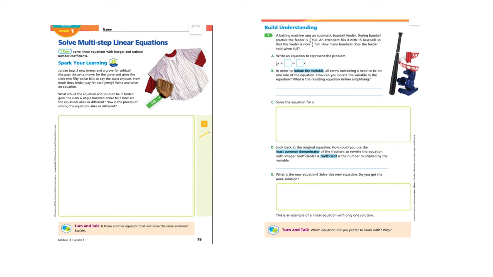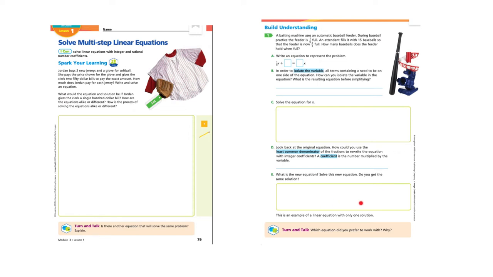Then D, look back at the original equation up here. How could you use least common denominator of fractions to rewrite the equation with an integer coefficient? So that's an interesting question. And remember that the coefficient is the number multiplied by the variable. So if I have 3x, for example, 3 is my coefficient. Here they have 1/6 x, so that is a rational number coefficient. 1/6 is the coefficient there.